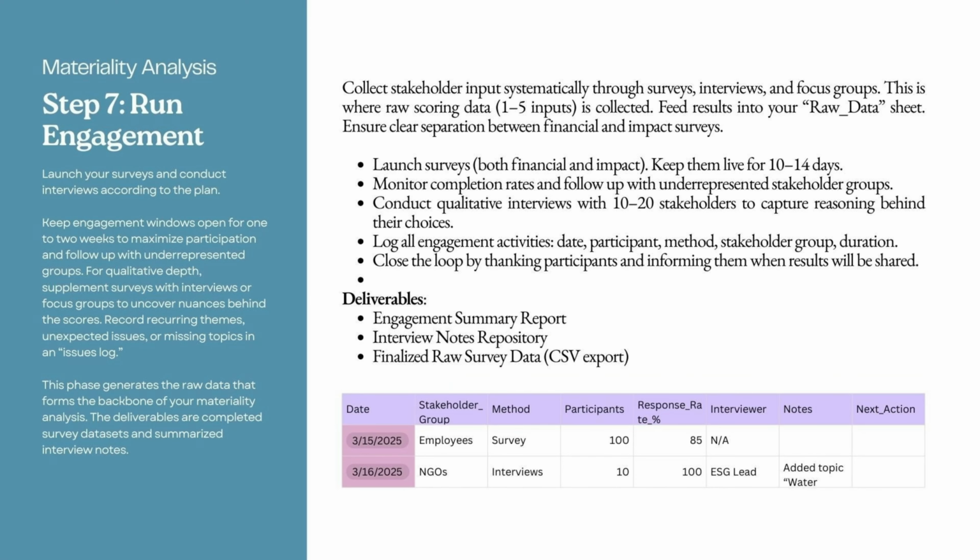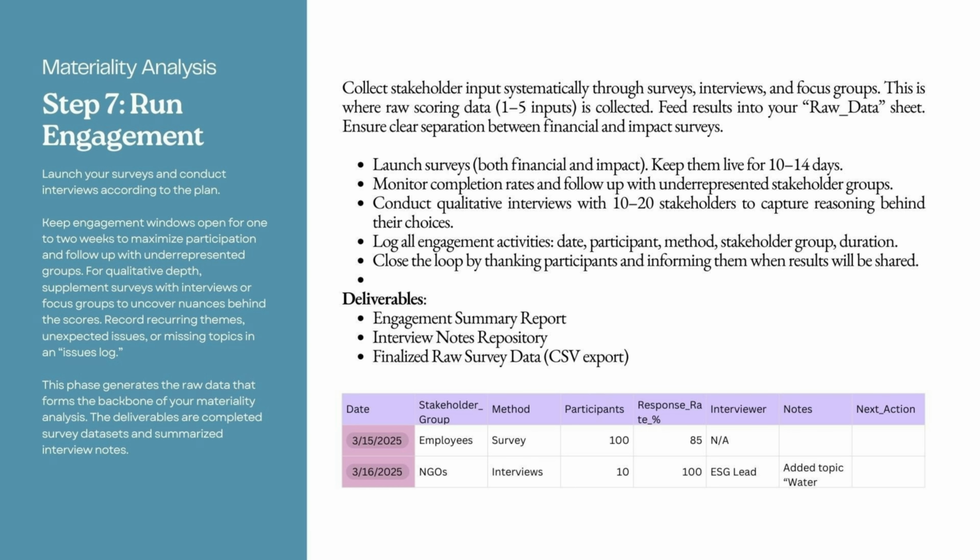At stage 7, stakeholder input is collected systematically through surveys, interviews, and focus groups. This is where the raw scoring data is generated, typically using 1 to 5 scoring inputs. All responses are captured and fed directly into the raw data file, ensuring a clear separation between financial materiality surveys and impact materiality surveys. The process begins by launching both surveys, financial and impact, and keeping them open for approximately 10 to 14 days. During this period, completion rates should be actively monitored, with follow-ups conducted for stakeholder groups that are underrepresented.